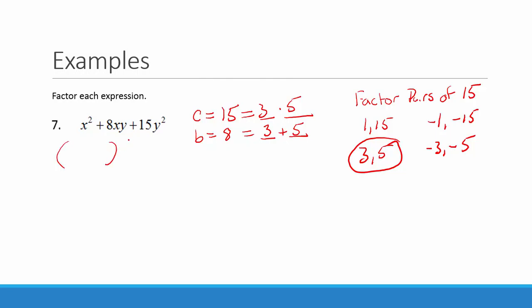We're going to put our parentheses for our binomial. We're going to put our x in the same position, but we're also going to put a y in the second term of our binomials. Then we're going to use our magic numbers 3 and 5 and put them as the coefficients of our y terms in our binomials. So let's check to see if this gives us our original problem by multiplying out these two binomials by FOILing.